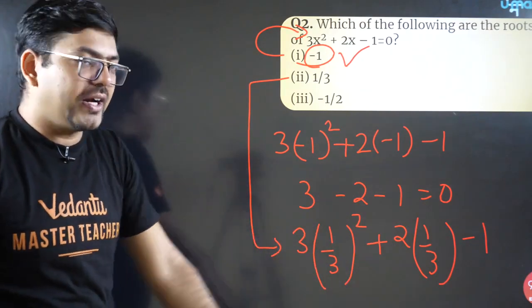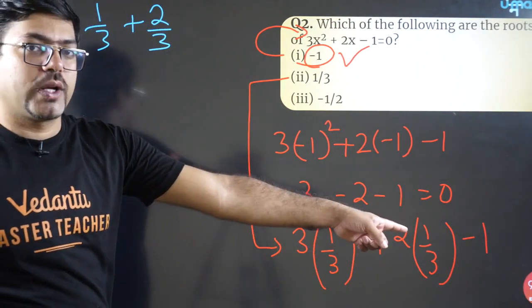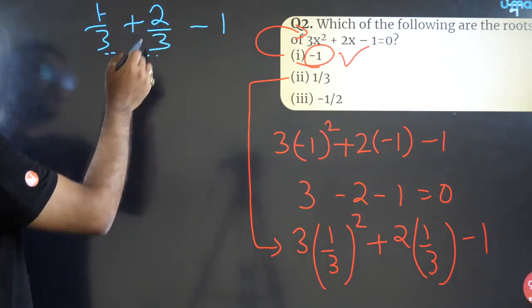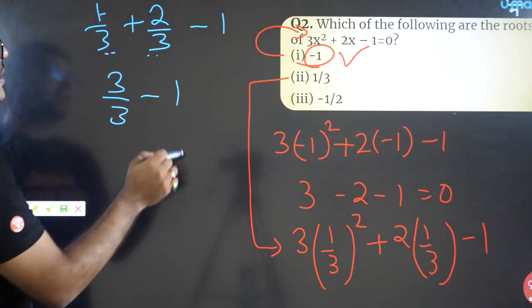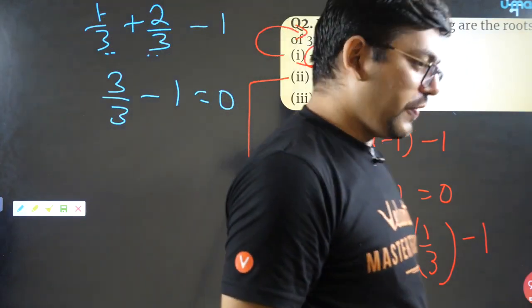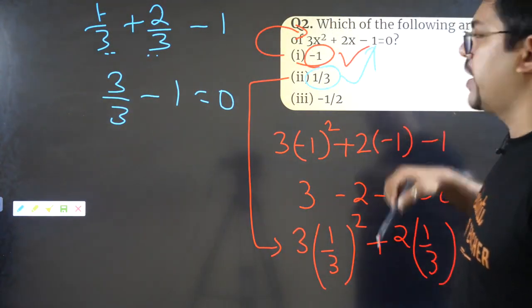Second is 2 into 1 by 3, that is 2 by 3. So you will get 2 by 3. And the third term is minus 1, isn't it? So if you solve it, first of all 3 LCM 1 plus 2 3. So this is 3 by 3 1 and then minus 1. Undoubtedly this is also 0. So fine, this is also 0. So we have got 2 zeros of this quadratic polynomial.